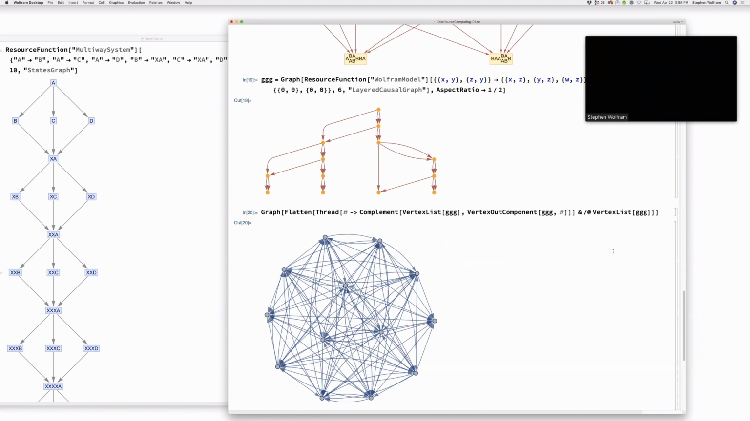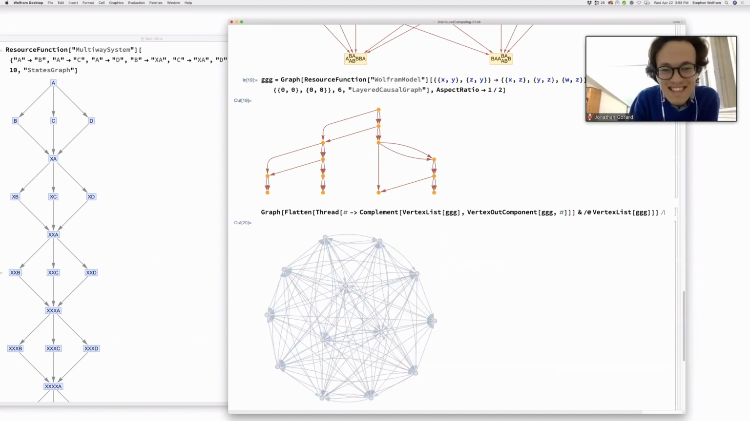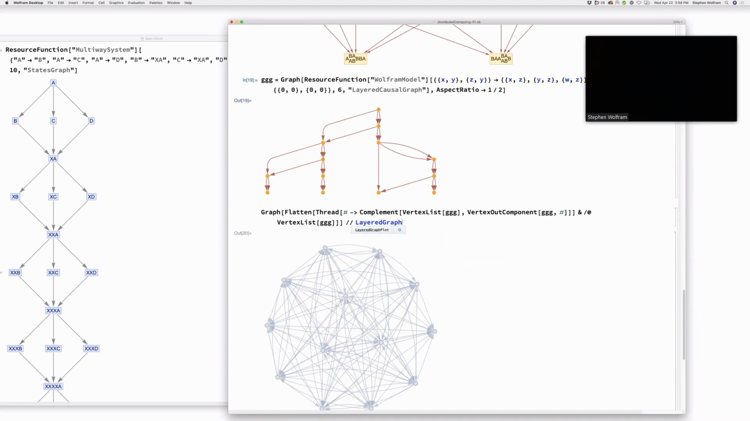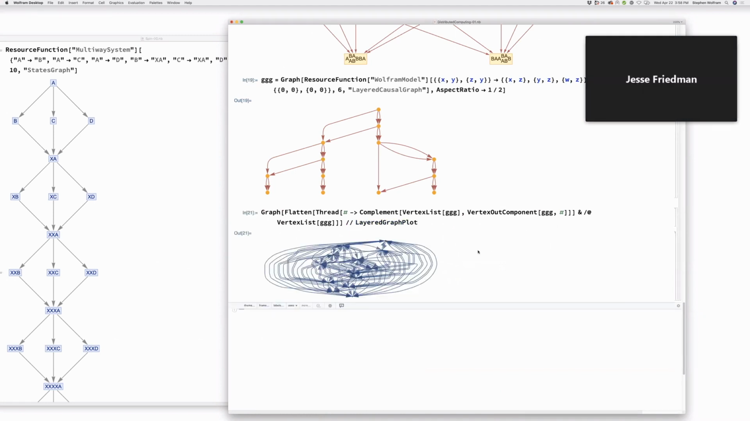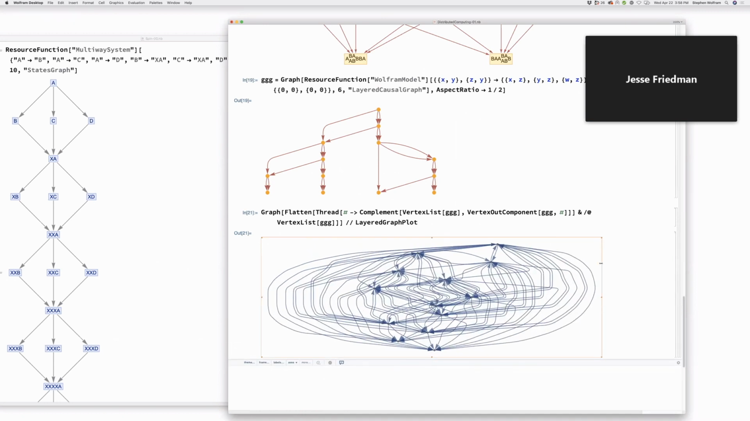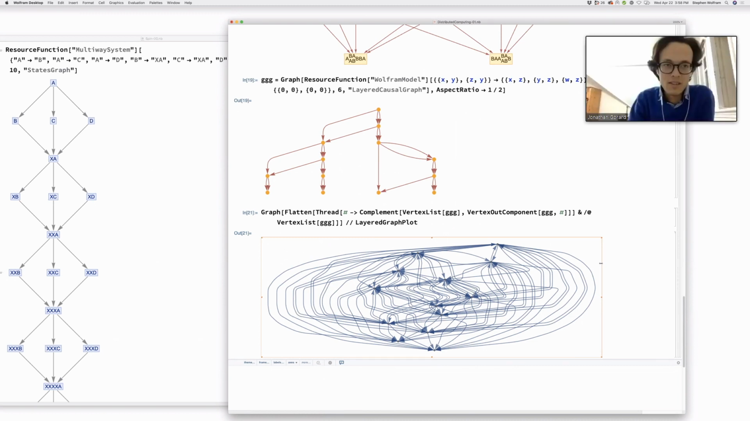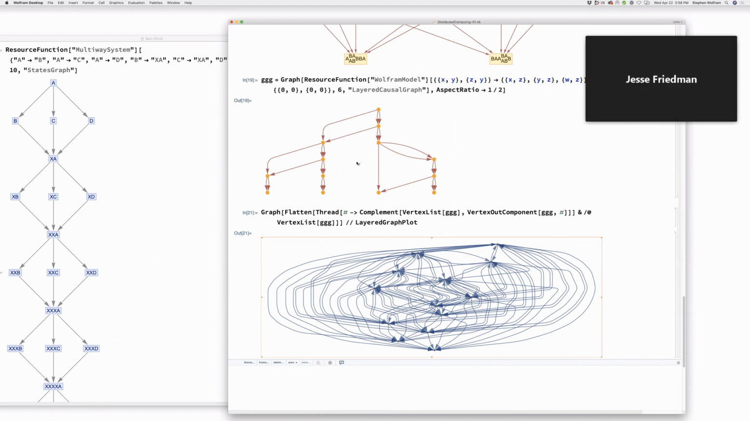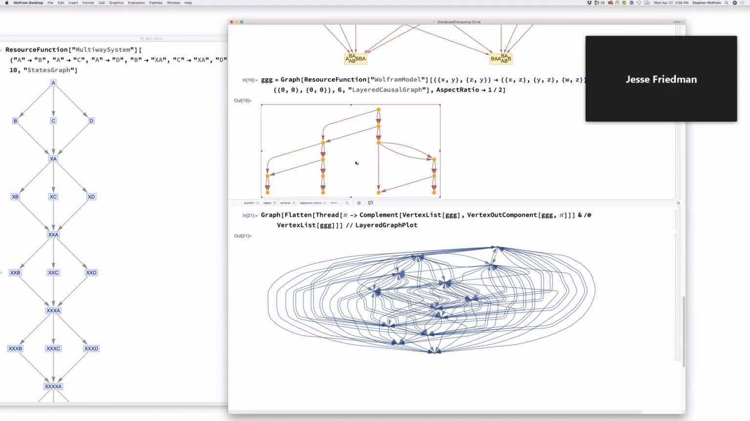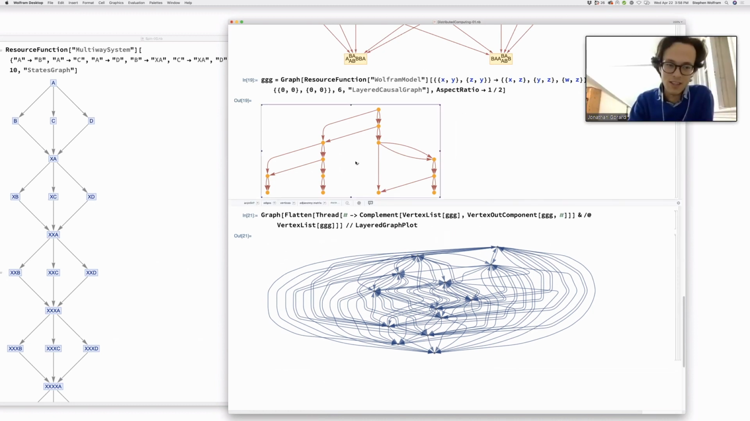That was extremely unexciting. Let's try making that a layered graph plot. So the acausal graph, is it something subtracted from a full graph? Is that what we expect to see? I think so. Yes. It's the full, complete graph minus the causal graph. Exactly. That's a good way of thinking about it. Actually, it's just a complete graph.